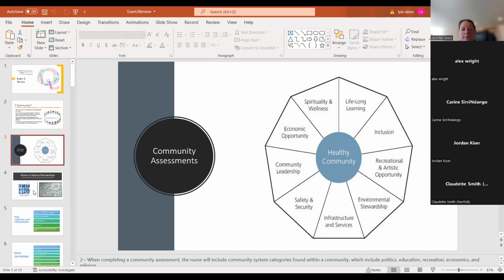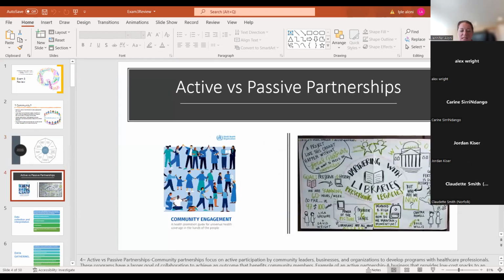No? Okay. All right. And then we have active versus passive partnerships. Remember, active is when you're going to be thoroughly involved in it, where a passive is you're going to observe things from a distance. So we're going to have active participation. We'll have our community leaders, our businesses, or organizations develop these programs, and the programs are going to be bigger than those passive ones that might be very specific and not as inclusive.